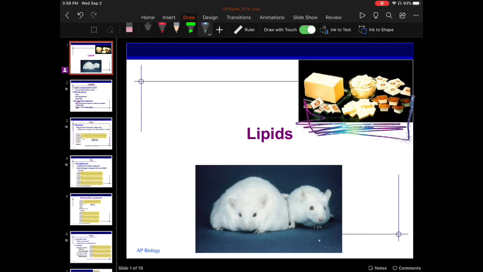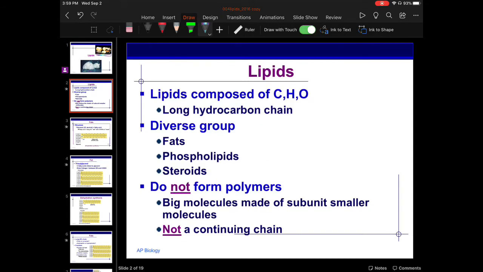Right? There's all this butter, and fats are what make these poor little mice look nice and chunky. He's got more lipids than this guy does. But that's not the only thing that lipids do. They are very important in cell signaling. They're very important in the structure of cells, and we're going to talk about that here in a minute. But hopefully by now you're pretty familiar with the common theme that they are all composed of carbon, hydrogen, and oxygen in a long hydrocarbon chain.